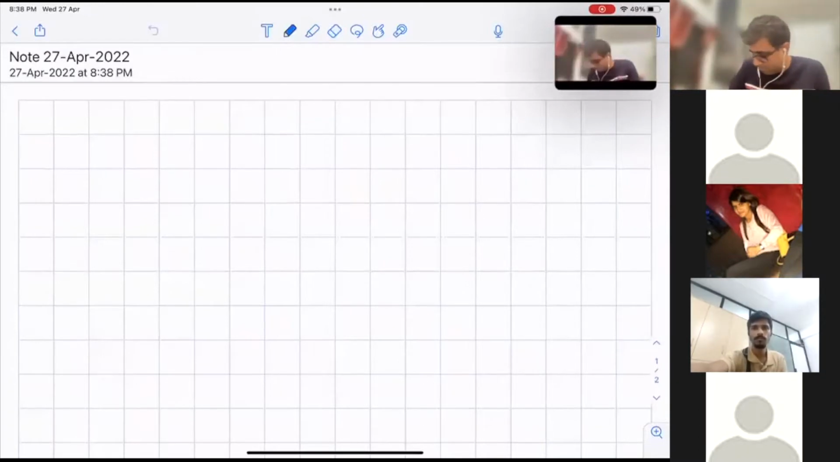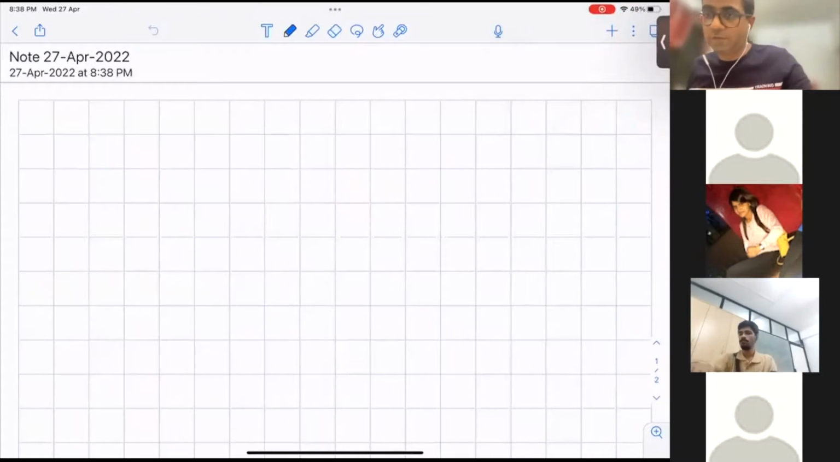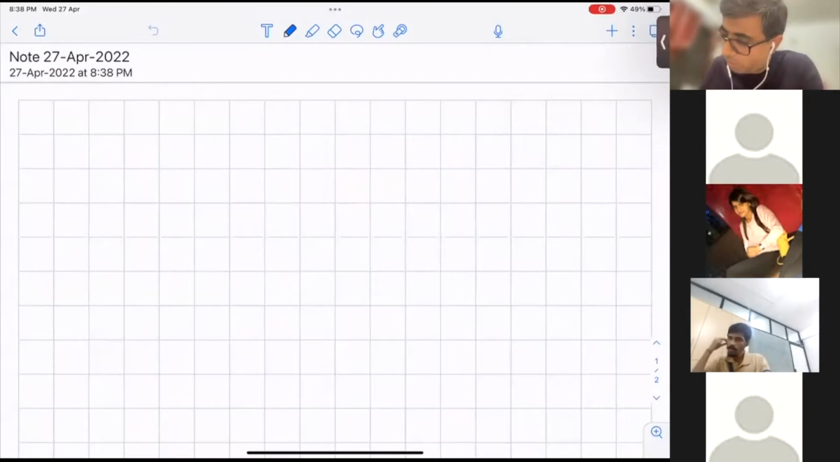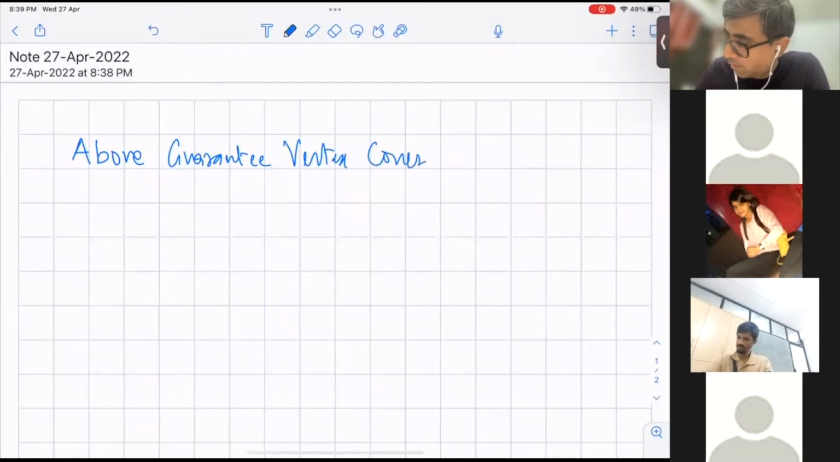So, what we have been looking at in the last class, if I recall correctly, is the following. The problem or the objective we had was that we were looking at still the vertex cover problem, but above guarantee, vertex cover above LP, and the guarantee was f of LP.